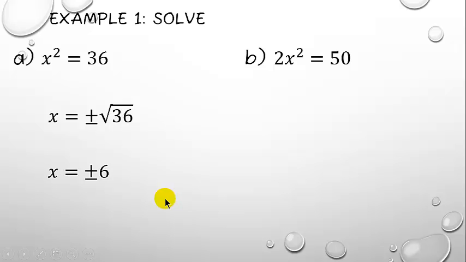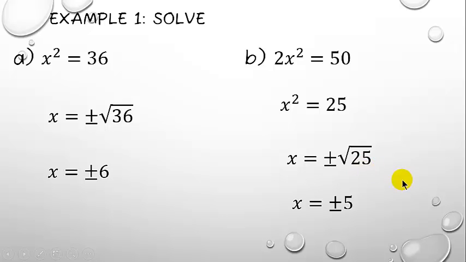2x squared equals 50. Now remember, when we're solving equations, we want the pronumeral on the left-hand side all by itself. So we can't touch the power first, we need to get rid of this 2 first. The opposite of timesing by 2 is dividing by 2. So let's divide both sides by 2 and we end up with x squared equals 25. Taking the square root of both sides, we have x equals, don't forget the plus or minus, the square root of 25. So x equals plus or minus 5.